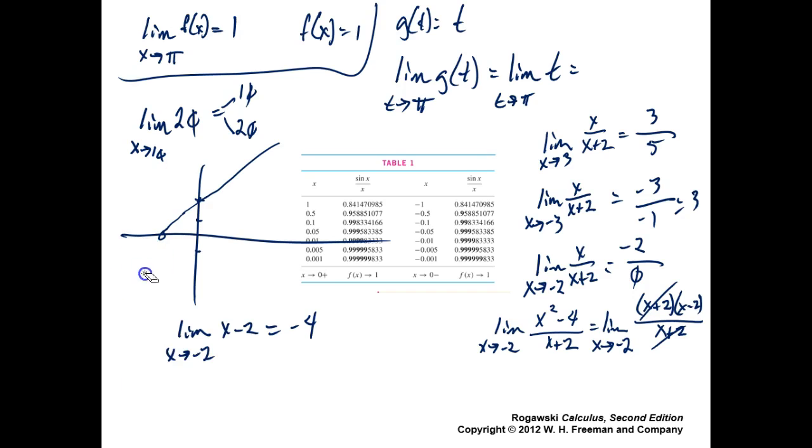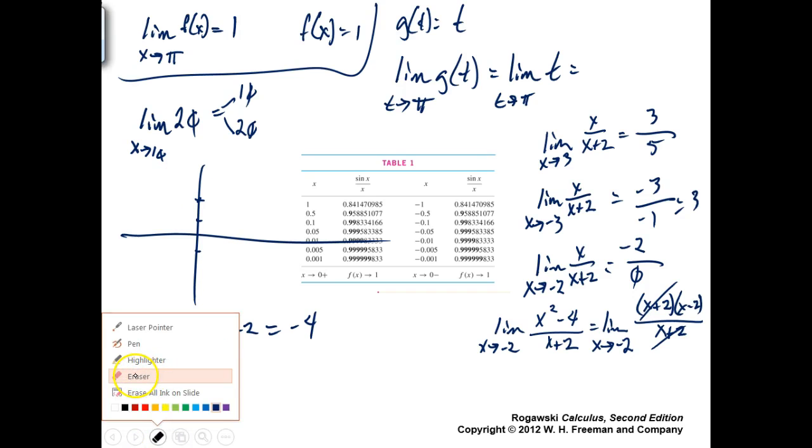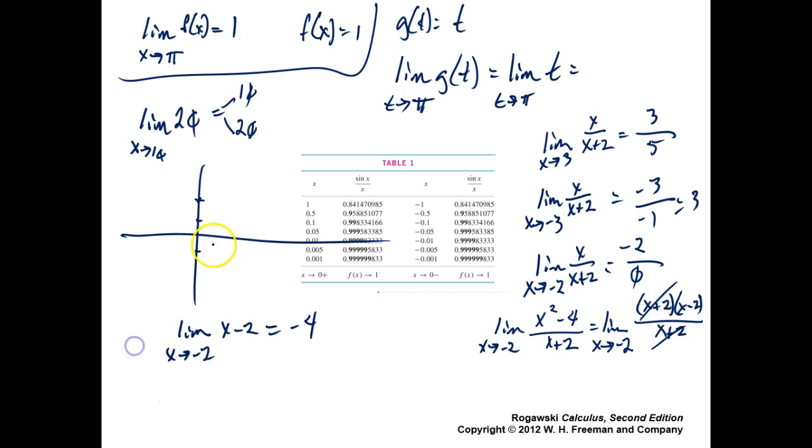There it goes. Okay, I drew that one wrong. It has a y-intercept of minus 2. There we go. Okay, the y-intercept would be minus 2, and then it has a slope of 1. But at x equals negative 2, it has a hole in the graph.